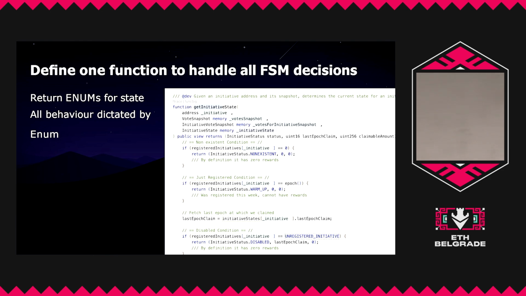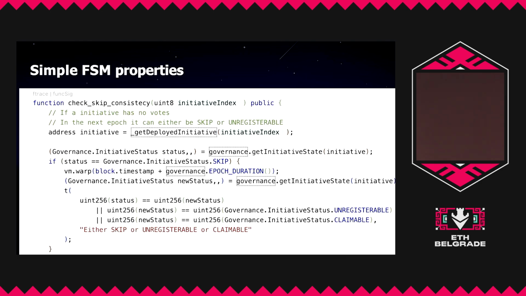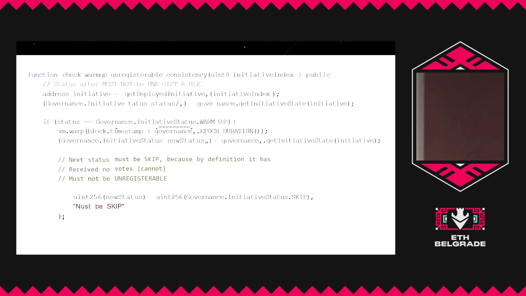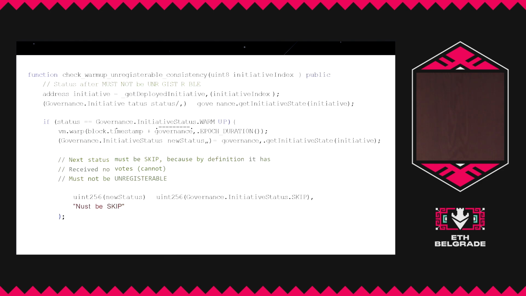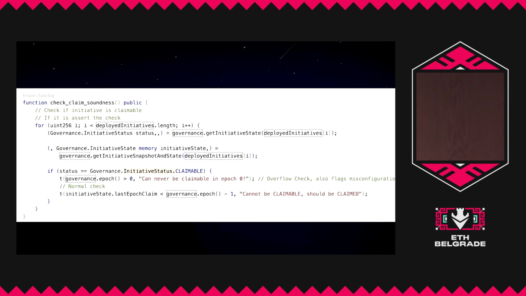And mapping this inner contract to our properties makes it so that we can quickly write a few properties to specify behavior. This is a really convenient way to ensure that the contract behaves in the way that is intended. You can see that there are quite a few, but given any initiative, we can assert that it will behave as we intended, with the specific status being consistent. And getting the status is as easy as calling get initiative state. So it's a very easy test to write once you restructure your smart contract in that way.